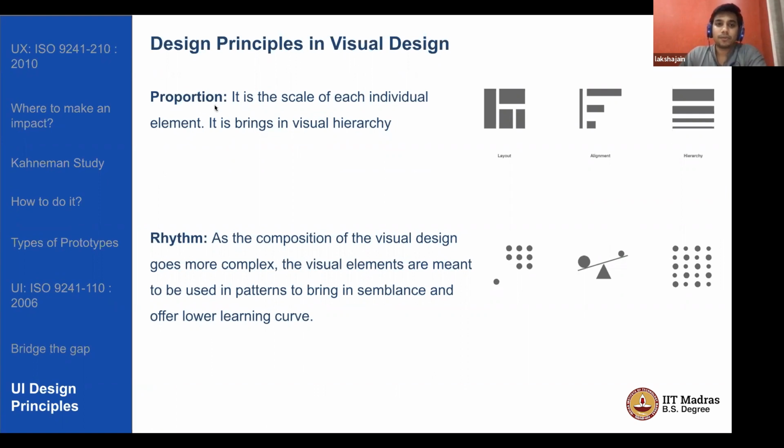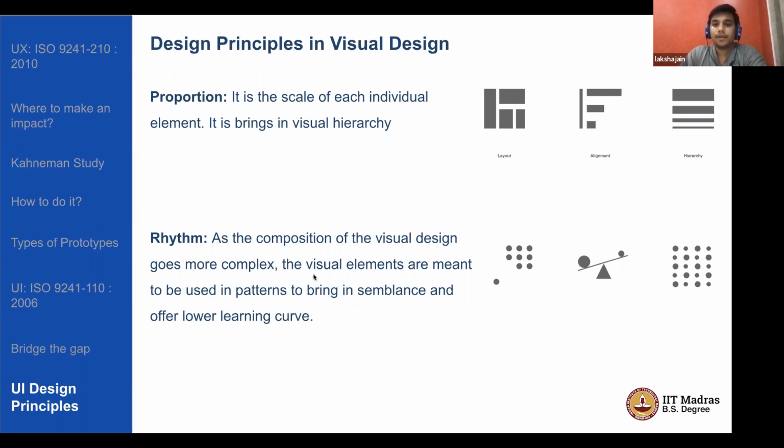Now we come upon proportion. Make sure you scale each individual element so as to bring the visual hierarchy and guide the user's eye as to which next UI element they have to gaze upon.